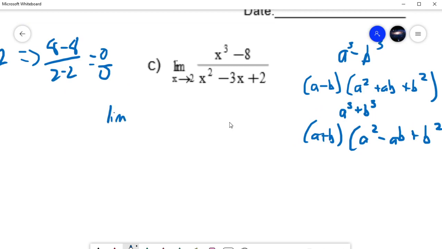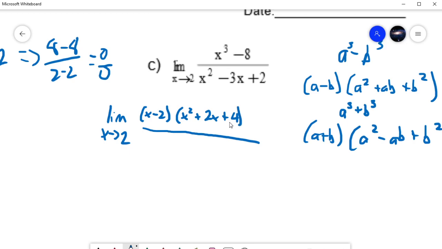All right, so limit as x approaches 2. If I factor the top, I get x minus 2 times x squared plus 2x plus 4. Remember, in my difference of cubes pattern here, a would be x and b would be 2, right? Because the cube root of 8 gives me b, and the cube root of x cubed gives me a. On the bottom, I need two values that add up to negative 3 and multiply to positive 2. Those numbers are x minus 2 and x minus 1. Okay, so that's how you factor the bottom.